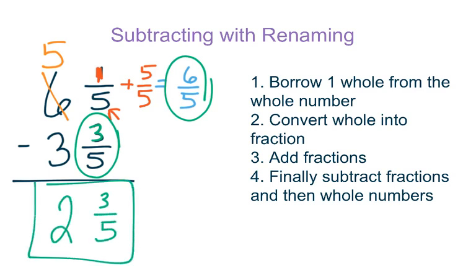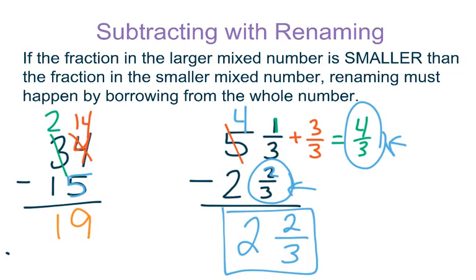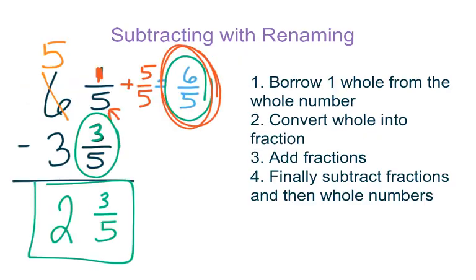Now you might notice that when we finish our third step, we end up with a fraction greater than 1. That's okay, because it's just temporary. It's just there to allow us to subtract. Just like when we regroup and we end up with 14 in the ones place, like we did here, that's just a temporary way for us to be able to subtract.